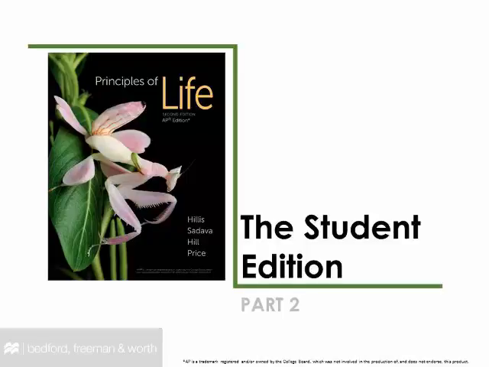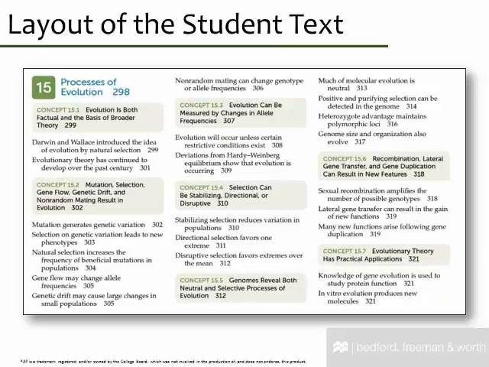In this video, we'll take a look at the student edition of Principles of Life, 2nd edition. The student edition is built around the AP content and emphasizes essential content and a conceptual approach. To reinforce this, each chapter contains different concepts. There are typically 4 to 5 concepts per chapter. This course will focus on Chapter 15, Processes of Evolution. As you can see, this chapter contains 7 concepts.